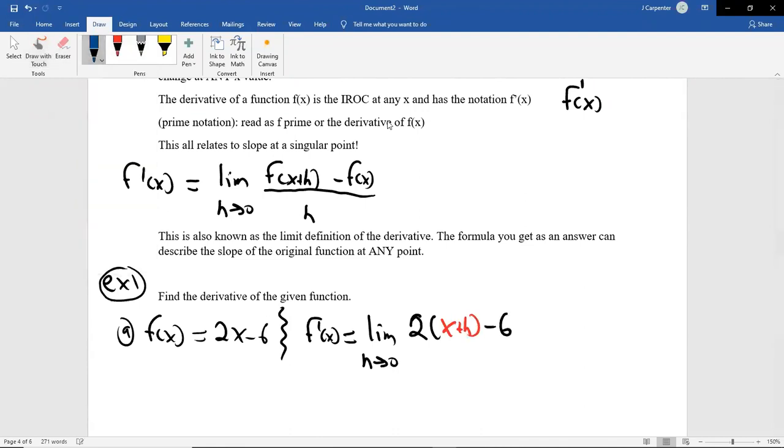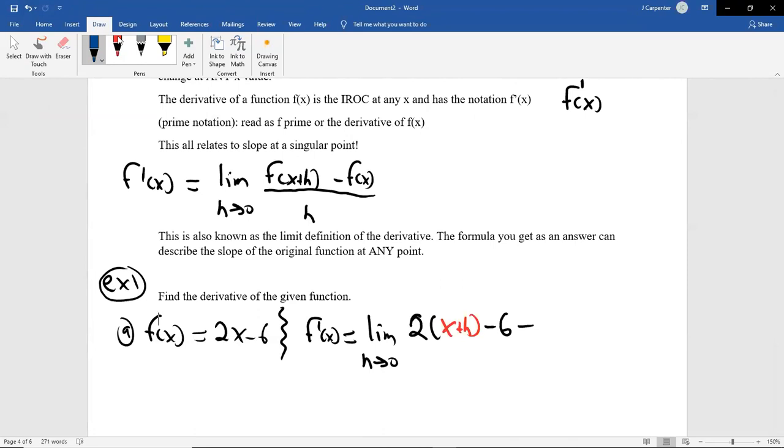Minus 6. This right here, all I have right now, just this, that's f of x plus h. So instead of 2 times x, it's 2 times x plus h, and then there's a minus 6. So all this that I have circled, that's the f of x plus h. So then we have our minus, and this is supposed to be the f of x. So minus f of x.